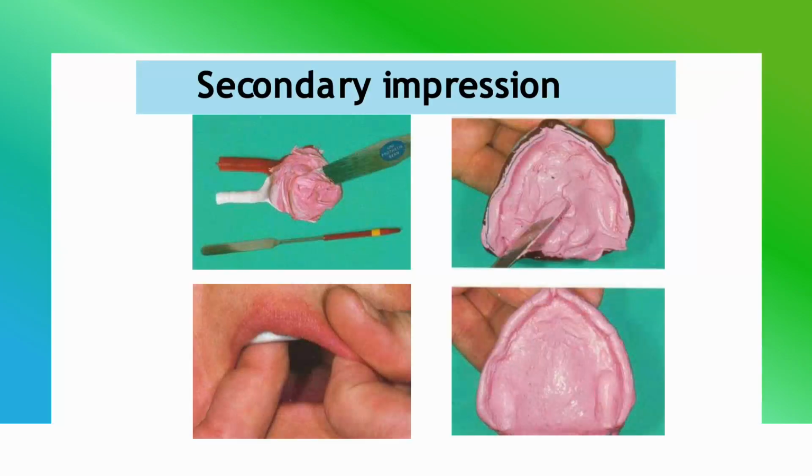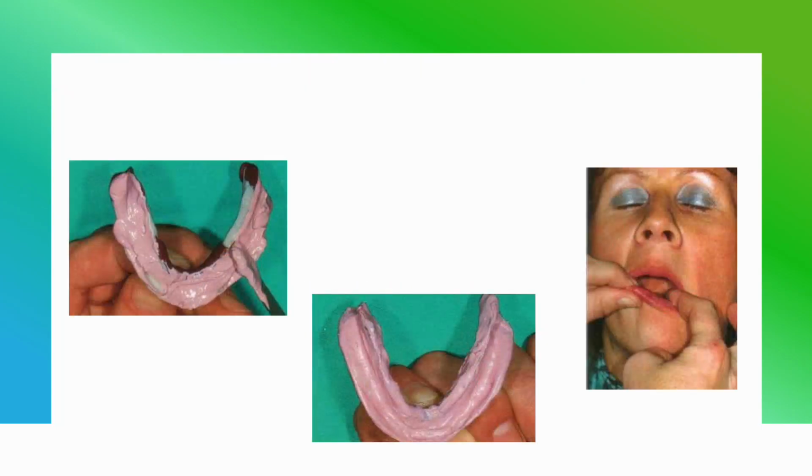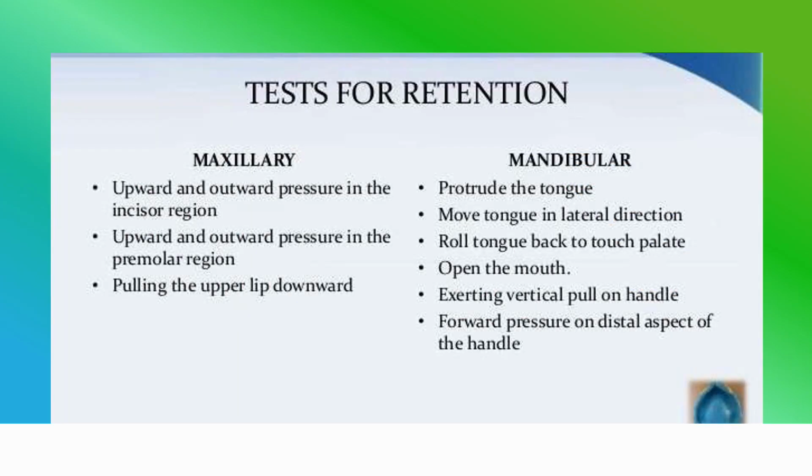Once you remove it, this picture shows how the impression materials are loaded onto the border molded custom tray and impressions are recorded. Now coming on to the test for retention. For the maxillary arch, outward pressure is applied in the incisor region, or upward pressure can be applied in the premolar region, or you can pull the upper lip downwards. All these can be used for testing the retention for the upper arch.